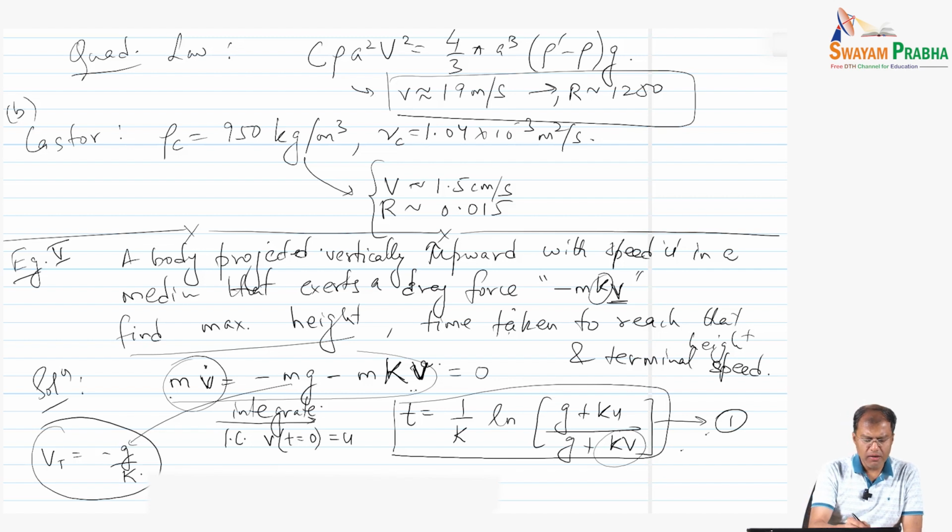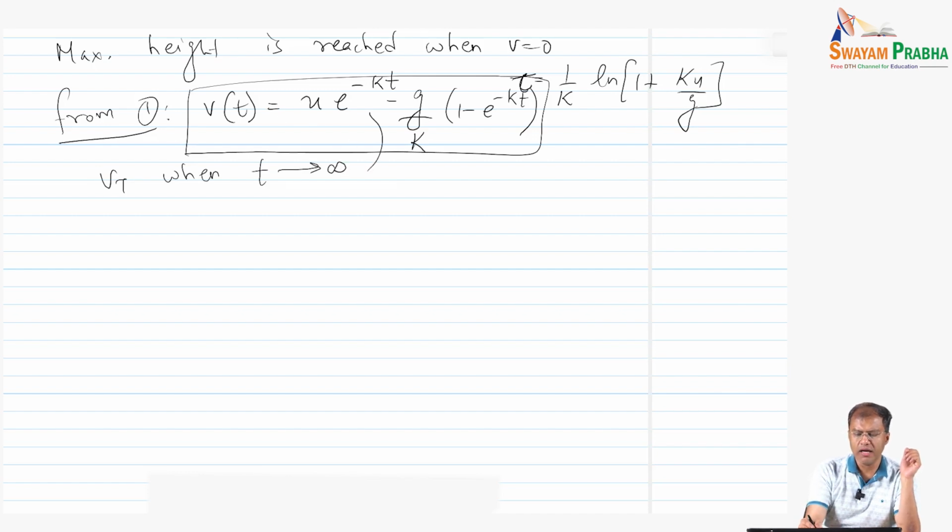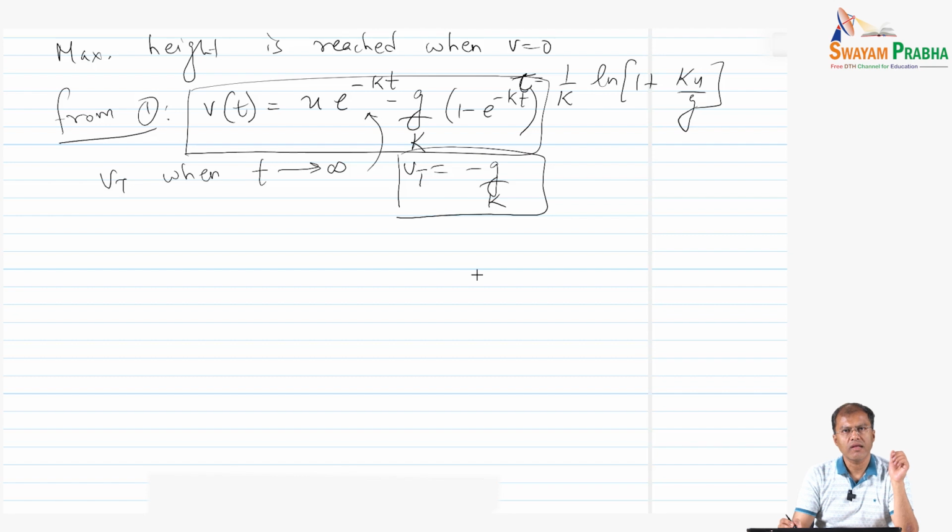The other way the terminal velocity can be found is to look at the velocity expression. It turns out that when a long time has passed, the body is eventually going to follow its motion with the terminal velocity, right? So the terminal velocity is when the time t goes to infinity. When t goes to infinity, we plug it in this formula and we get v is equal to minus g over k, which is what the terminal velocity is, right?